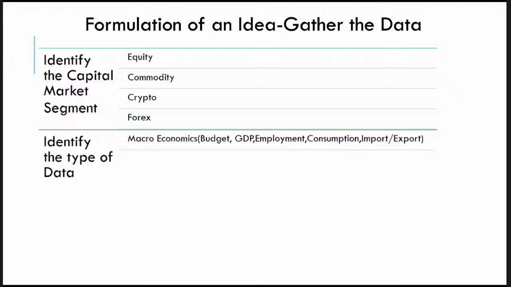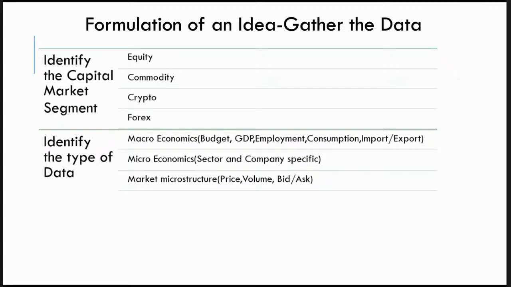It could be macroeconomics data. Macroeconomics is nothing but the factors which influence the national economy, for example, GDP, employment, consumption, import, export, and so on. Next comes microeconomics data, that is specific to sector and company, like what is the outlook of the sector, what is the import, export, and how it is going to perform in the next some time. So these are all microeconomics factors.